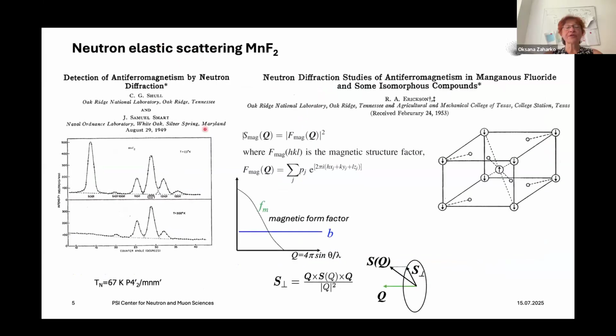Yeah. So there are several levels of neutron scattering, neutron diffraction. So this pattern, which I showed, it's powder. Everything is averaged, and all Qs are spherical, right?